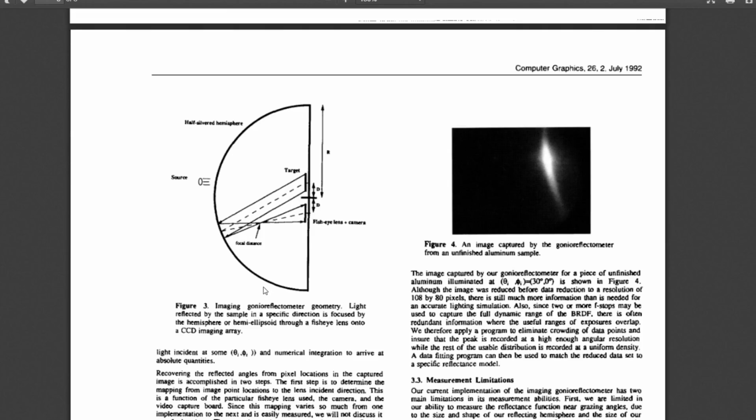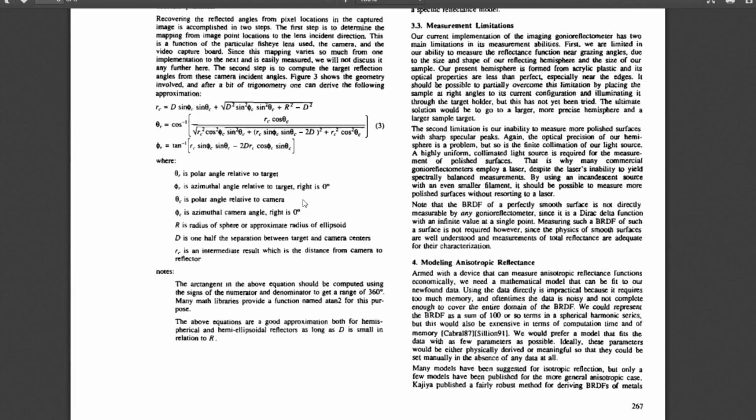This hemisphere is a mirror, and that means it'll reflect the rays very predictably, and you can do some geometry to determine the angle that the ray has when it hits this measurement device. And the measurement device has a lens which captures data from the entire hemisphere and projects it onto an image. You can then do a whole bunch of geometry to calculate where each pixel of the image came from.